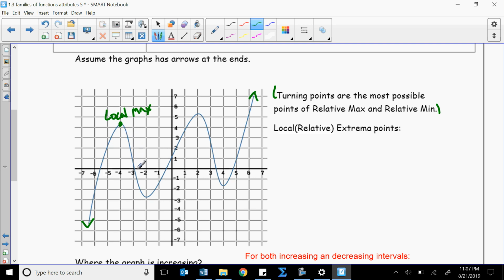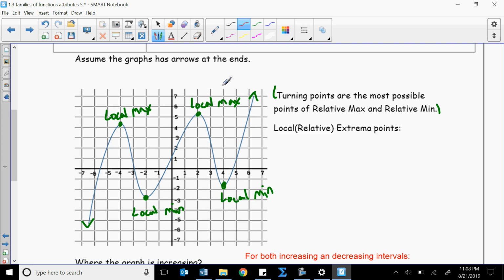Then my function goes down and then suddenly changes the direction to up. So I have another turning point here. This one is a local min because it's the lowest point in this area. Again, another turning point, it goes up, then changes the direction. So this one is a local max because it's the highest point in this specific little area. Then it goes down, again changing to the upward direction. This one again is a local minimum point.